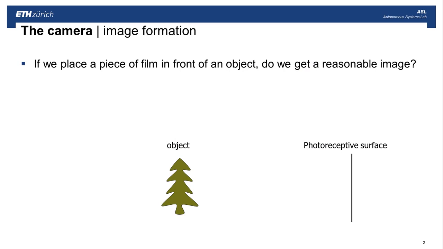Light falling on an imaging sensor is usually picked up by an active sensing area, which is integrated for the duration of the exposure. The two main sensors used in today's digital cameras are CCD or CMOS sensors, which consist of an array of photoreceptors. If we place this array of photoreceptors in front of an object, do we get a reasonable image? As you can imagine, obviously not, because each photoreceptor is exposed to the light rays coming from every possible direction.